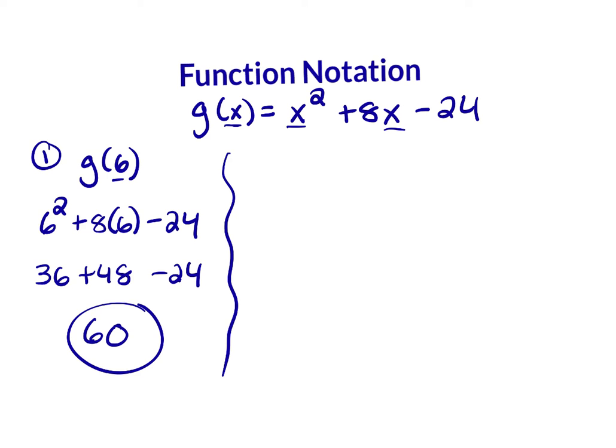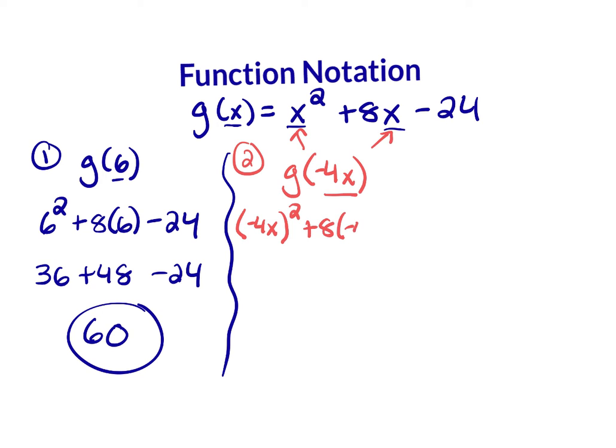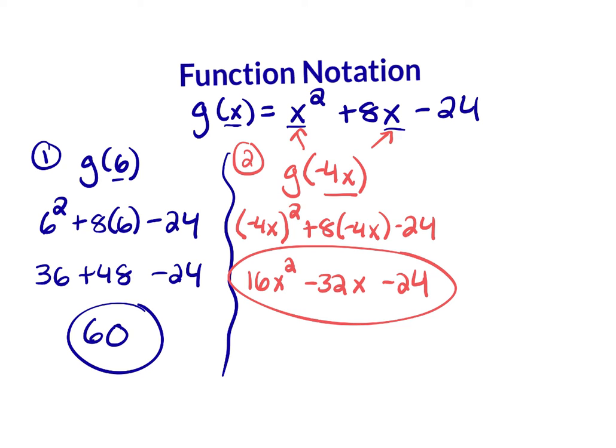All right, let's do another example. This time, example 2, g of negative 4x. So I'm plugging negative 4x in for both x's: negative 4x squared plus 8 times negative 4x minus 24. This goes to 16x squared minus 32x minus 24. And that expression cannot be simplified anymore. So that is it.